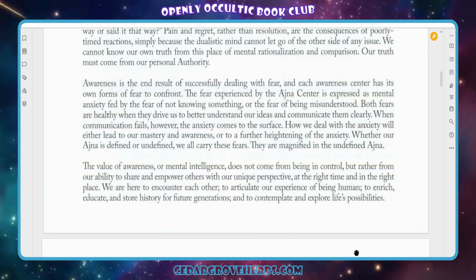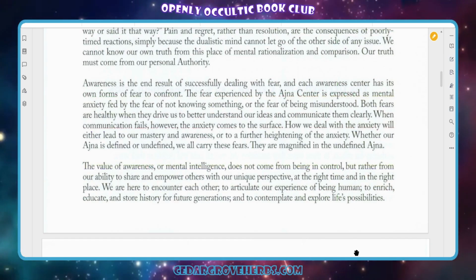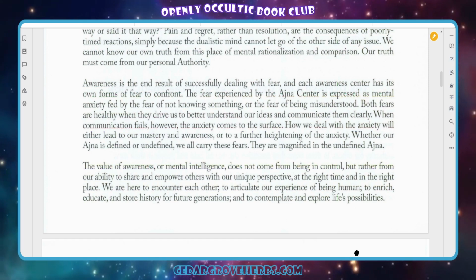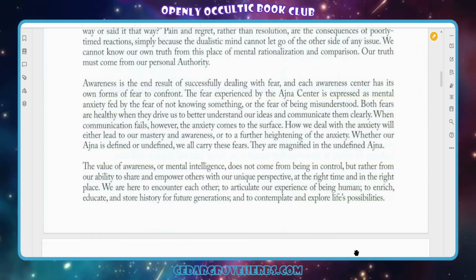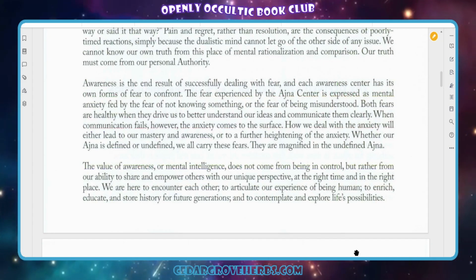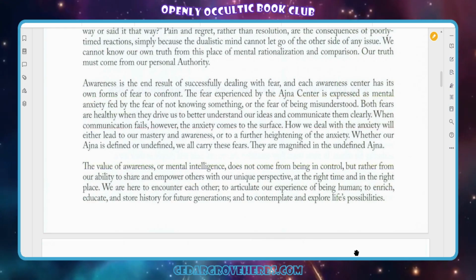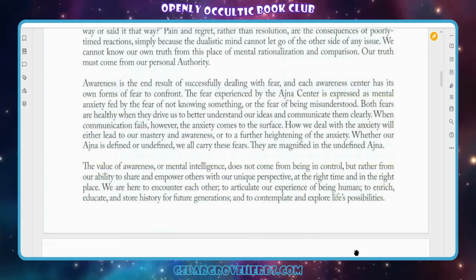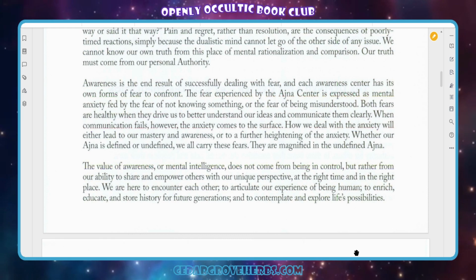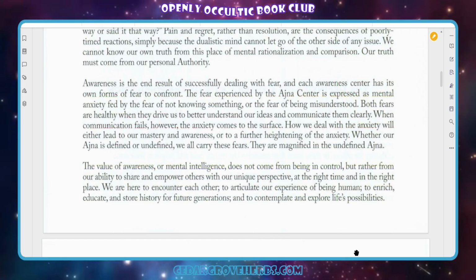Awareness is the end result of successfully dealing with fear, and each awareness center has its own forms of fear to confront. The fear experienced by the Anjna Center is expressed as mental anxiety fed by the fear of not knowing something or the fear of being misunderstood. Both fears are healthy when they drive us to better understand our ideas and communicate them clearly. When communication fails, however, the anxiety comes to the surface. How we deal with the anxiety will either lead to our mastery and awareness or to a further heightening of the anxiety. Whether our anjana is defined or undefined, we all carry these fears. They are magnified in the undefined anjana.